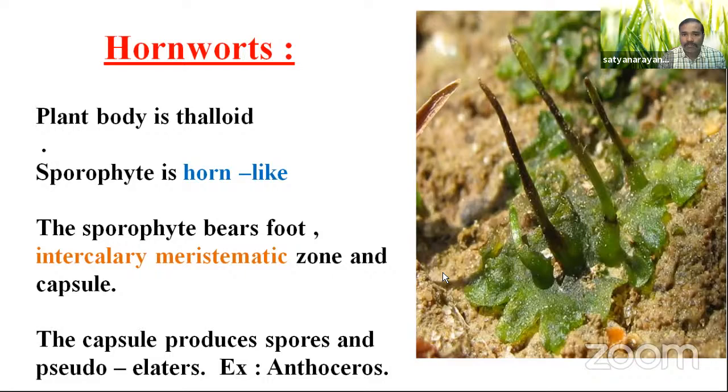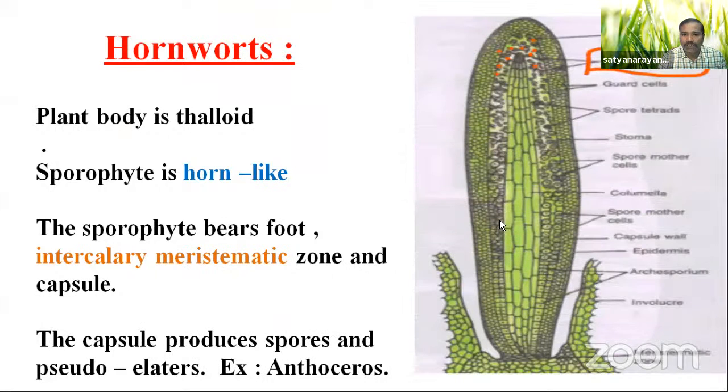So what is the intercalary meristematic zone? Here, if you see the structure of the sporophyte, this is the foot, and this is the intercalary meristematic zone. After the intercalary meristematic zone, the capsule is present. Within the capsule, you can find the pseudo-elaters. Now you can see the thread-like structures; they are called pseudo-elaters. In liverwort, we find elaters, and in hornwort, we find pseudo-elaters.